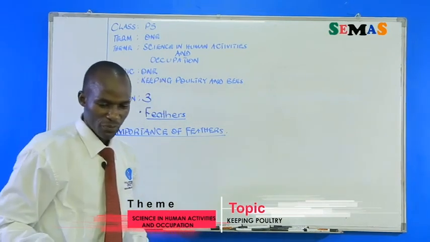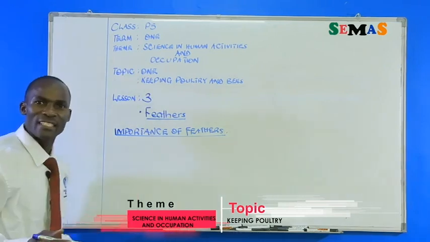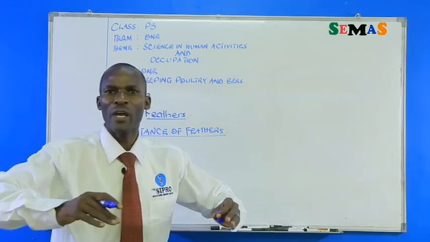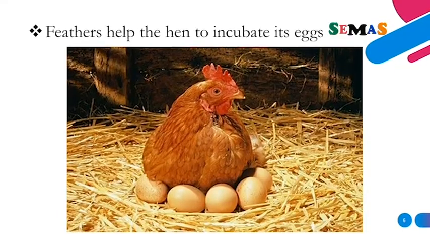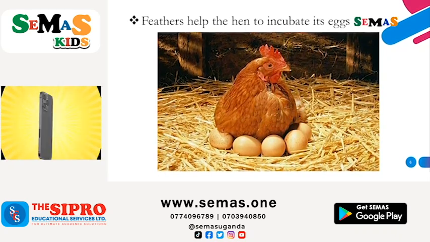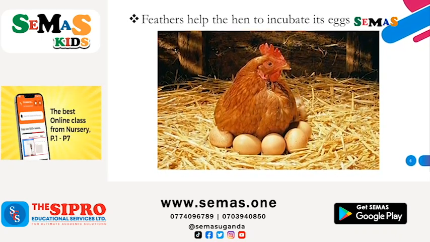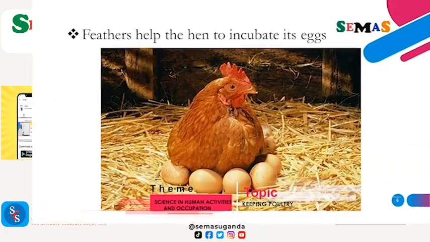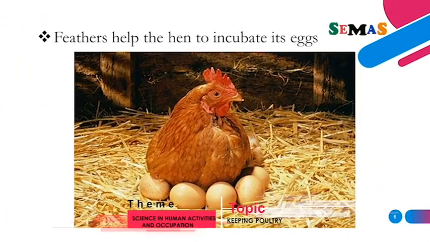Number 2, feathers help. You see, when a bird is sitting on the eggs to hatch into chicks, there is a way it behaves. It spreads out its feathers and then covers the eggs. So the feathers help in hatching of the eggs. That is what we mean by incubation, when a bird is sitting on the eggs for those eggs to hatch into chicks.